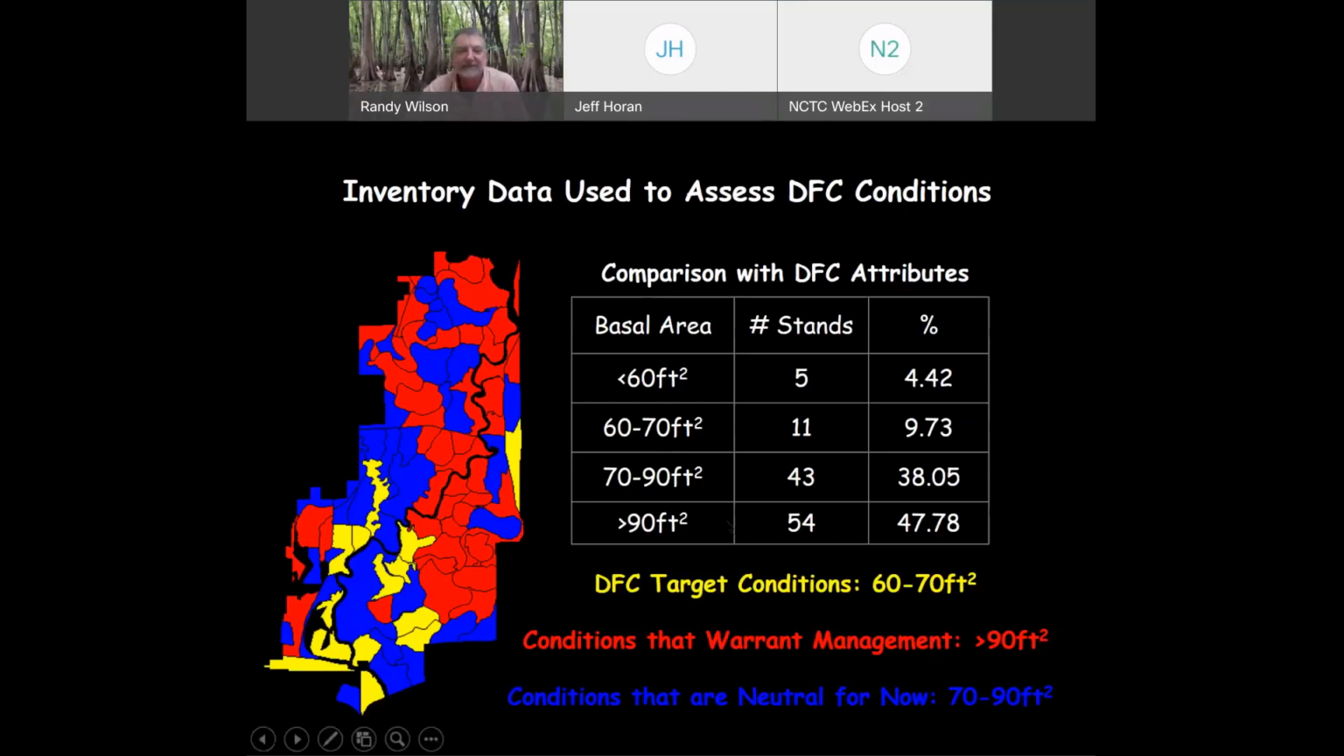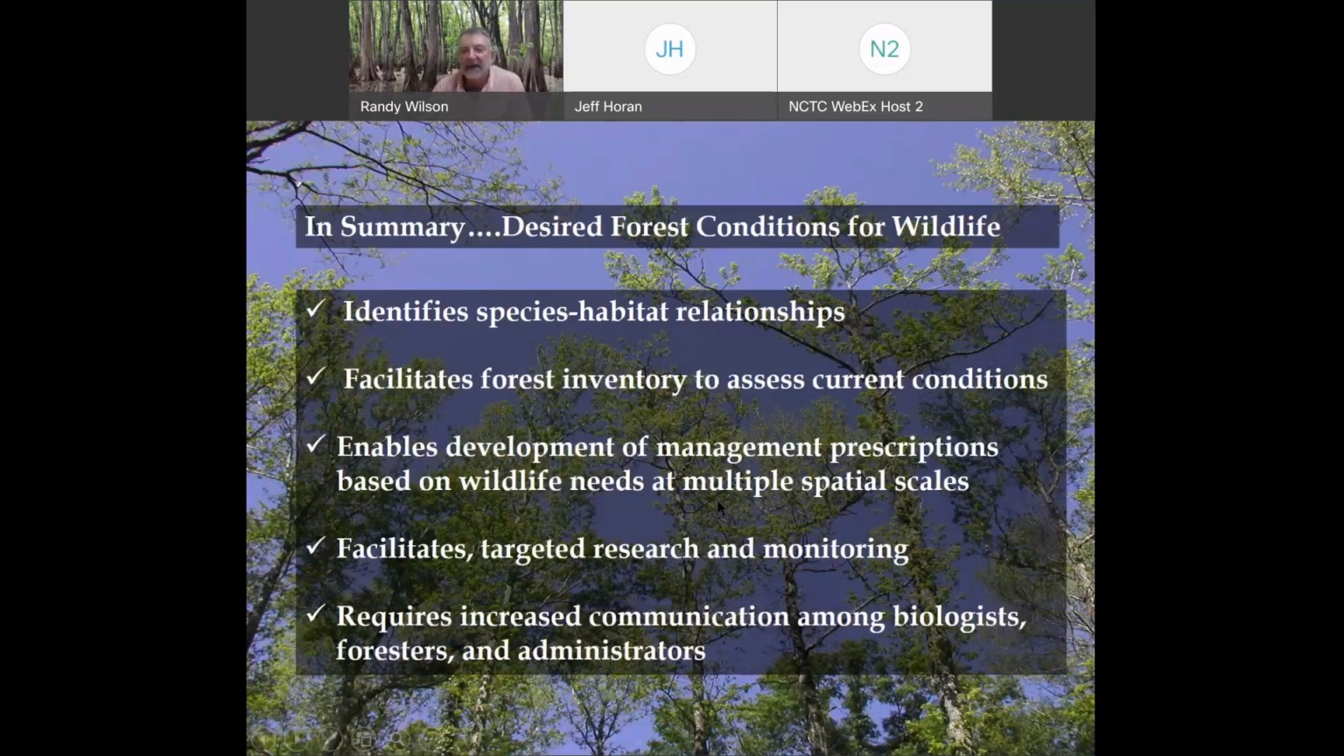Slide, bullet point list. So kind of wrapping this up, in summary, we can kind of see the desired forest conditions. It identifies those species habitat relationships, makes it pretty explicit, facilitates forest inventory, provides a basis to assess our current conditions. So how much habitat do I have in good conditions now, which would allow us to do a little modeling as far as thinking about recovery of populations. It enables the development of management prescriptions at multiple spatial scales.